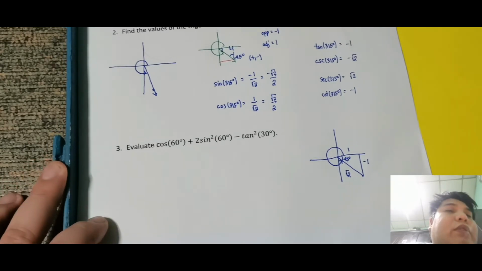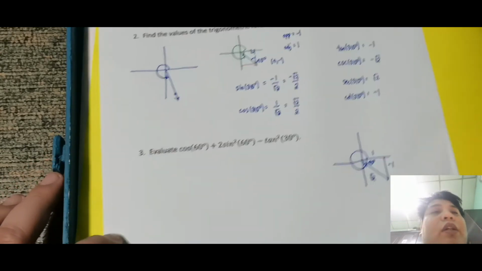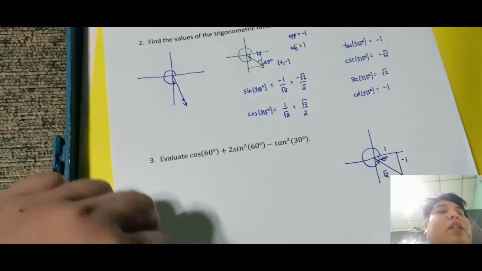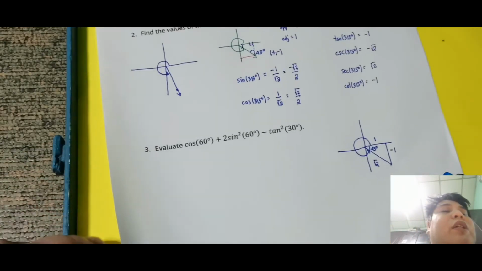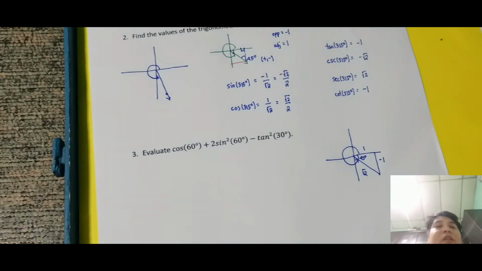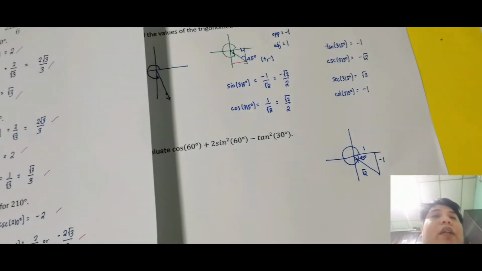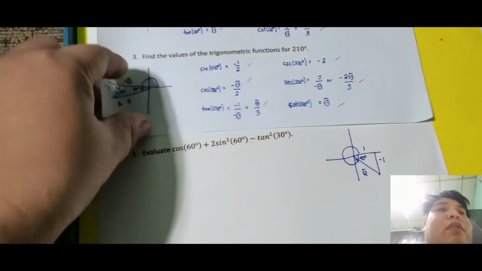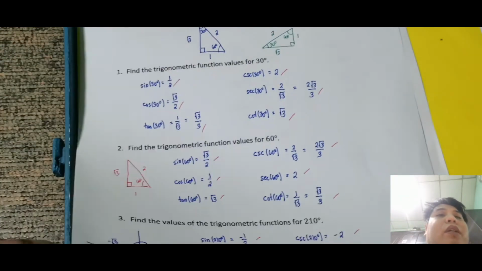Okay, so let us start with this. Let us evaluate cosine 60 degrees plus 2 sine squared 60 degrees minus tangent squared 30 degrees. So, kung napansin nyo, na-solve na natin kanina yung mga values na yan. So, ano yung sabi? Cosine 60 degrees. So, evaluate natin to.